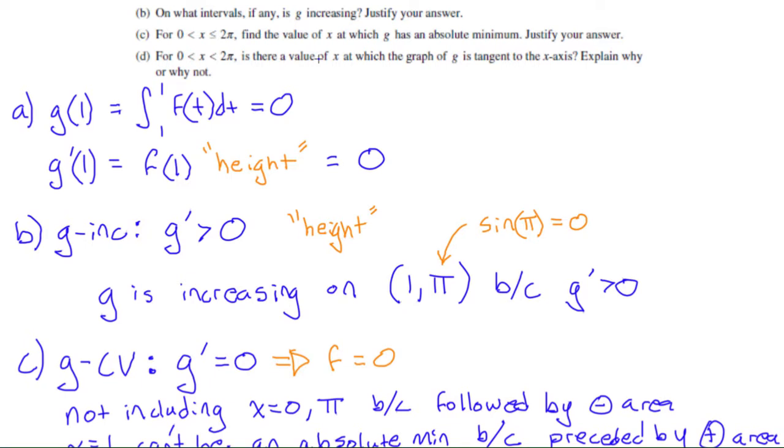Is there a value of x at which the graph of g is tangent to the x-axis? What does that mean? What does this tangent to the x-axis mean? g prime equals 0. Yeah, a tangent to the x-axis means this slope, right? It's really asking for a horizontal tangent, right?